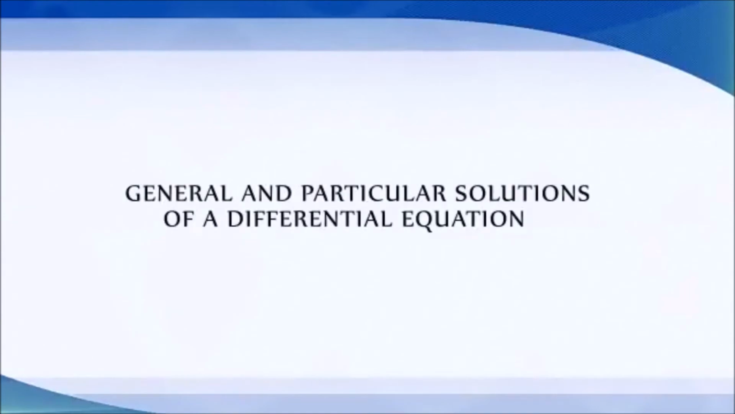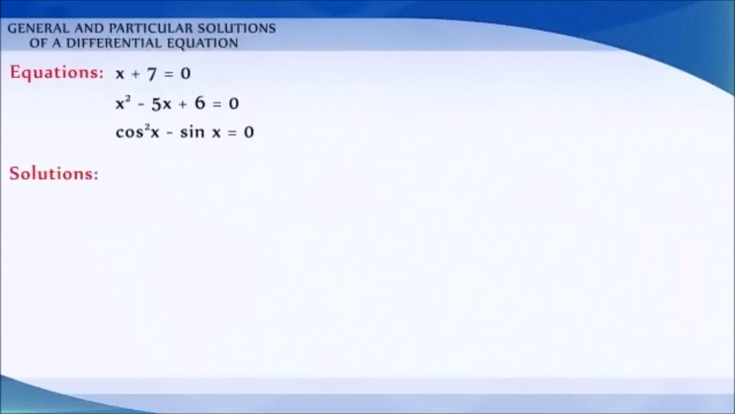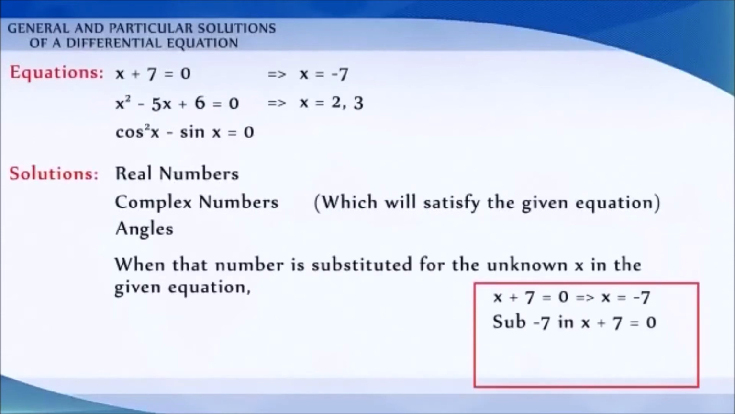General and particular solutions of a differential equation. In our earlier classes, we solved equations of the type x plus 7 is equal to 0, x square minus 5x plus 6 is equal to 0, cos square x minus sin x is equal to 0, etc. Solutions of these equations are real numbers, complex numbers or angles which will satisfy the given equation. That is, when that number is substituted for the unknown x in the given equation, the left hand side becomes equal to the right hand side.